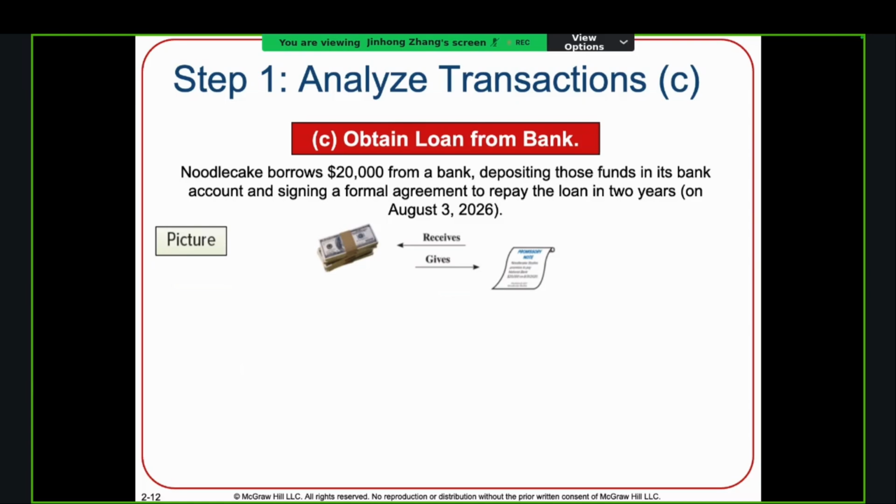Obtain loan from bank. Noodle Cake borrows $20,000 from a bank, depositing those funds in its bank account and signing a formal agreement to repay the loan in 2 years. Okay, how do you envision? Anybody want to try? So $20,000 cash increase, right? And it's loans payable on the liability section of the balance sheet, right?